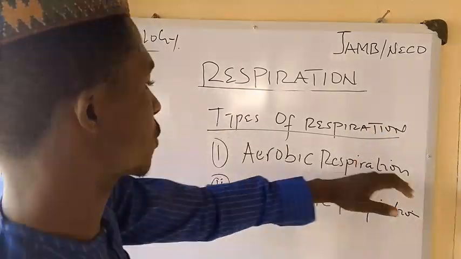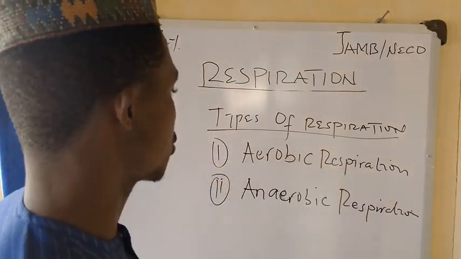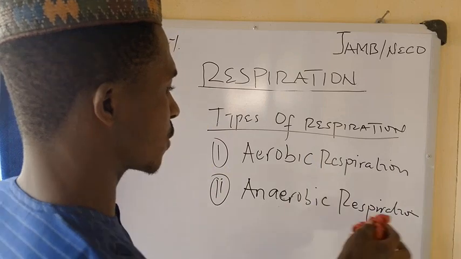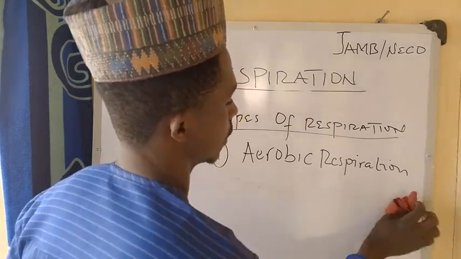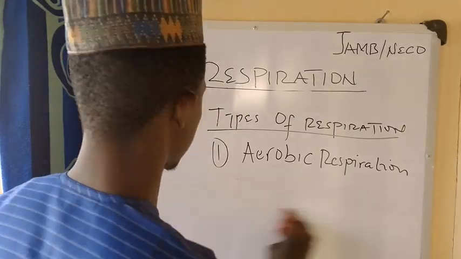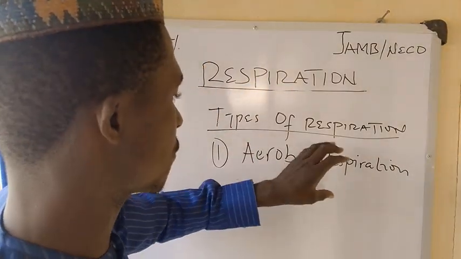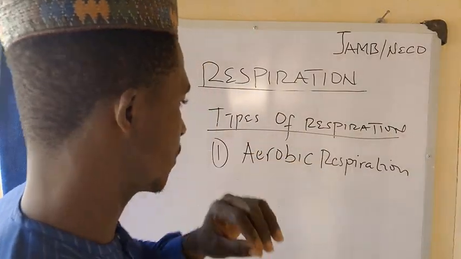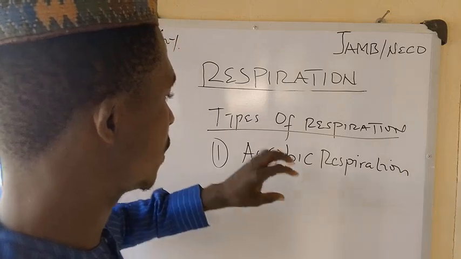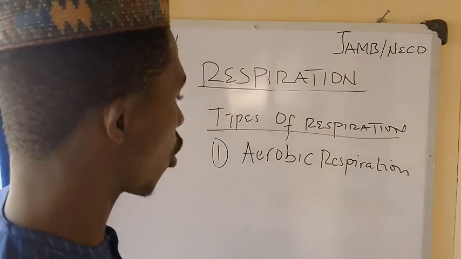So can we discuss this? Let's talk about aerobic respiration. What do you call aerobic respiration? What does that mean? When we are talking about aerobic respiration, this is simply the type of respiration that takes place in the presence of oxygen. It's simply the type of respiration that takes place in the presence of oxygen.